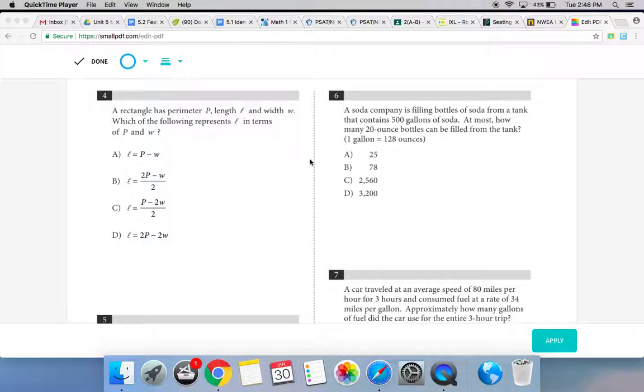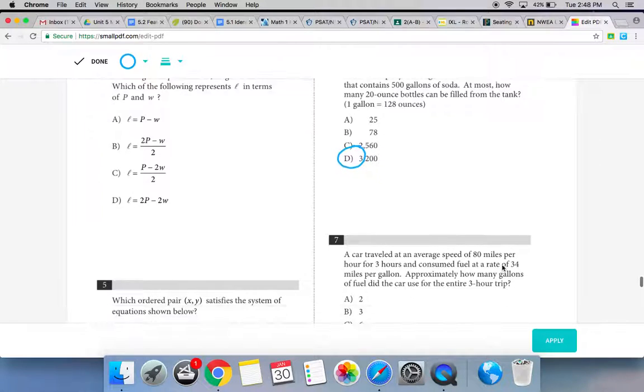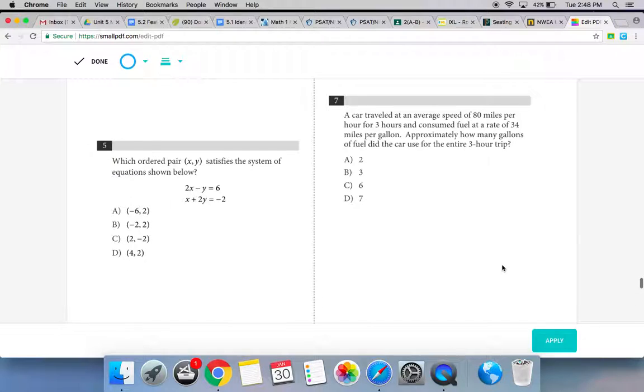Question 6 through 10. So the answer for question 6 was letter D. Now let's go to question 7.